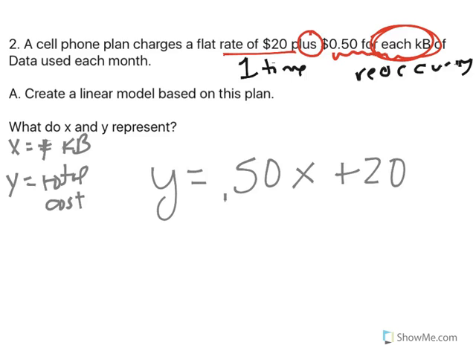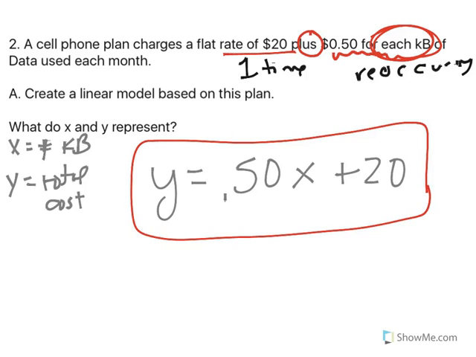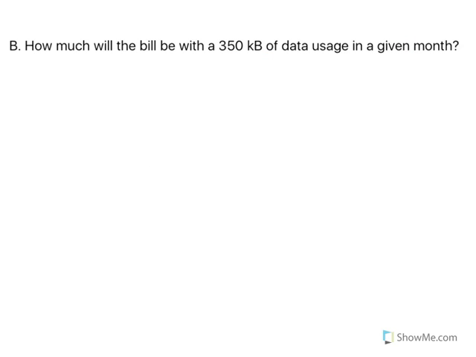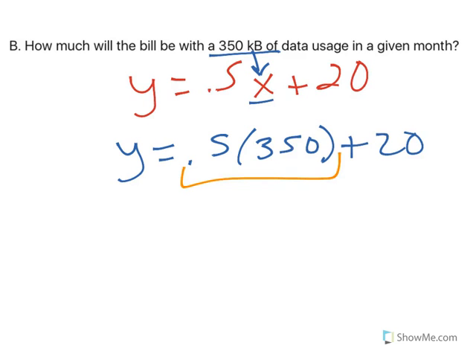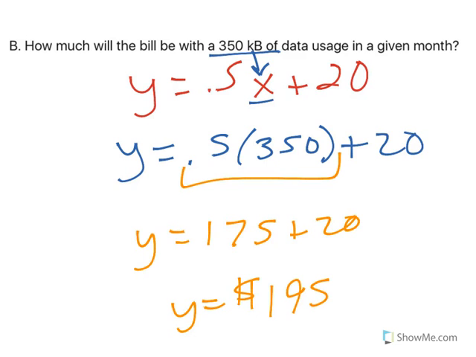Okay, and this is actually an example where our X value is not time, because kilobytes aren't time, they're data usage. So that's why I said almost always, but not necessarily always. All right, so Y equals 0.50x plus 20. How much will a bill be with 350 kilobytes of data usage in a given month? Well, if I have Y equals 0.5x plus 20, and X is the number of kilobytes, then 350 I plug in there. So 0.5 times 350 plus 20. I do the multiplication first, so Y equals 175 plus 20. Your bill would be roughly $195. Yeah, that's a lot.